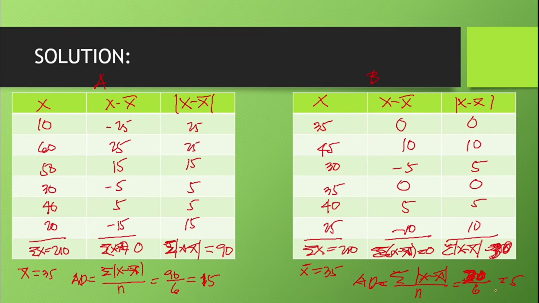So we could say that the average deviation of B is smaller than A, which means that B performs consistently in terms of the second measure of dispersion, which is the average deviation. The AD of 5 for B and the AD of 15 for A. So we can say that B is less variable compared to A in terms of average deviation. Again, this is 30 and this is 30. Okay, that's how to compute for the average deviation.